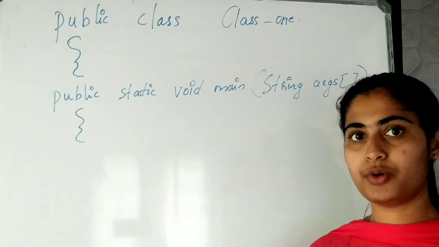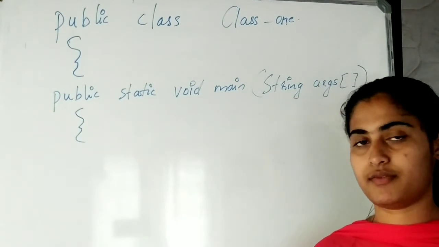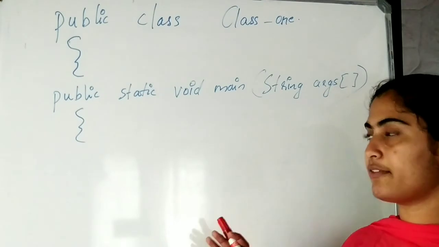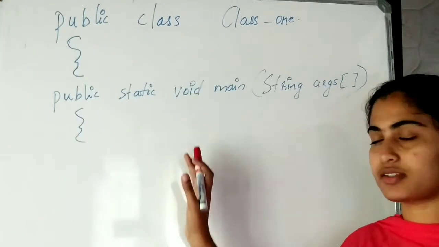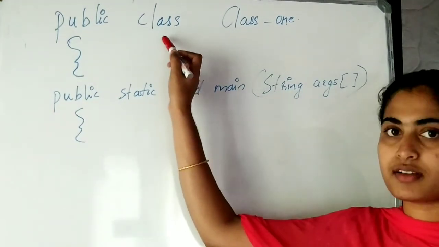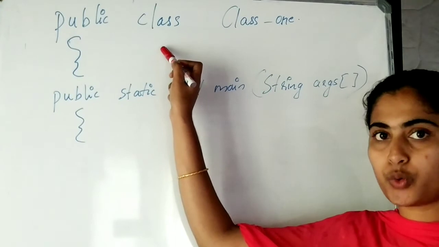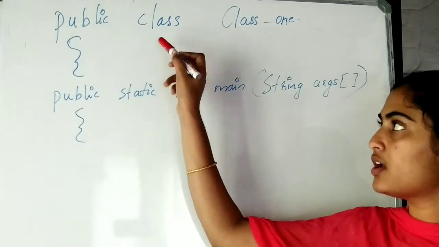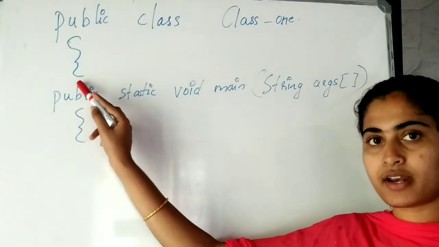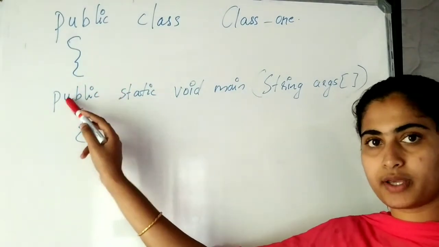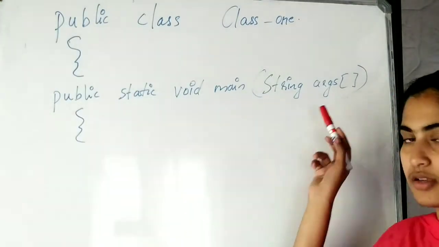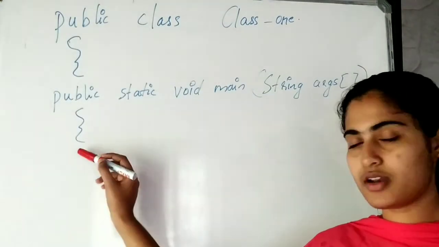Now we are going to study about different components of a Java program. Once again, in every Java program, this much is common. This is the starting of a Java program. First is public class, class name, and I have taught you how to create a class. Then on the next line we write an opening brace. After that we write public static void main string argument. Again we write an opening brace.